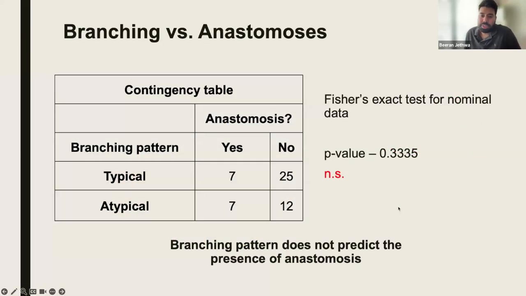We also wanted to see if it's possible to predict the presence of anastomosis by the type of branching pattern of the descending artery of the thigh. So a quick contingency table was created. Essentially, the branching pattern does not predict the presence of anastomosis at all.